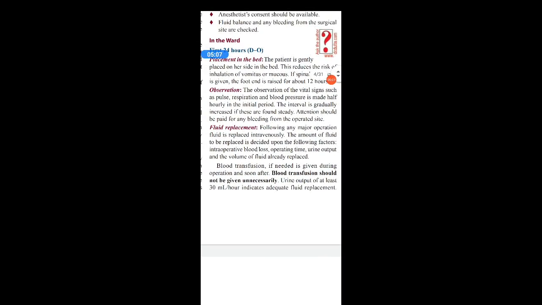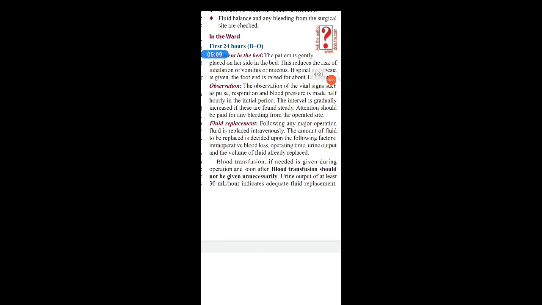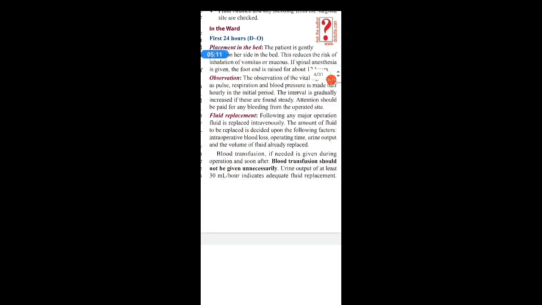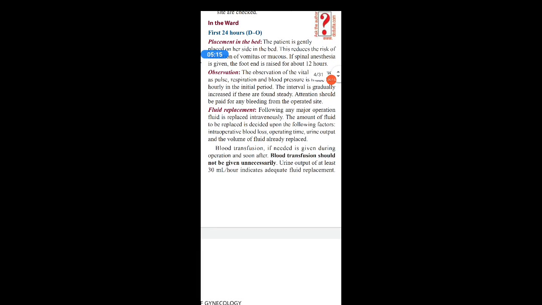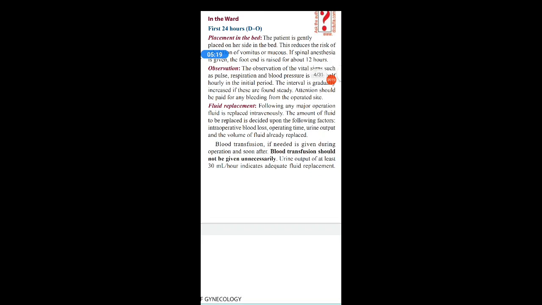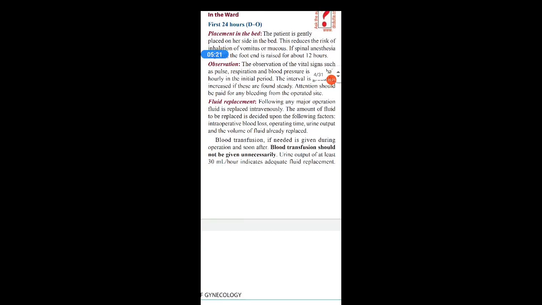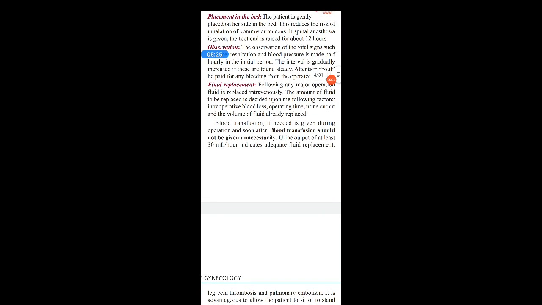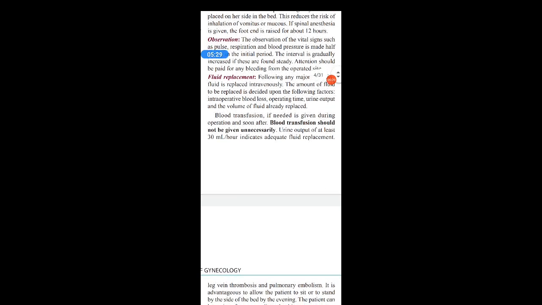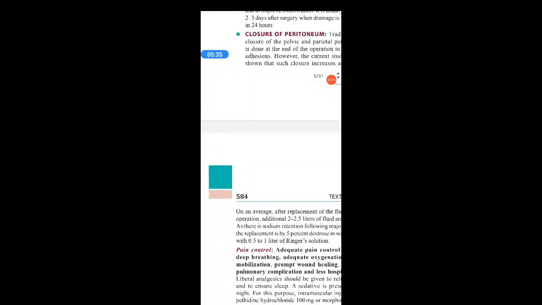Then the fluid replacement. Following any major surgery, fluid is replaced intravenously. The amount of fluid to be replaced is decided upon the following factors: the intraoperative blood loss, operating time, urine output, and the volume of fluid already replaced. Blood transfusion, if needed, is given during operation and soon after. Blood transfusion should not be given unnecessarily. Urine output of at least 30 ml per hour indicates adequate fluid replacement.